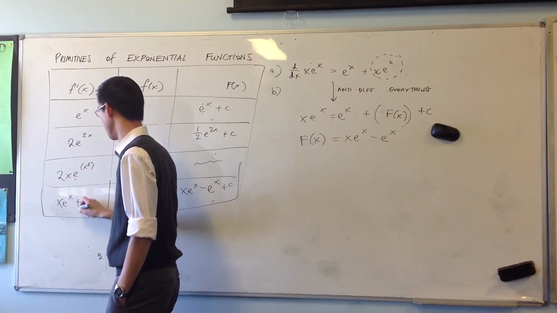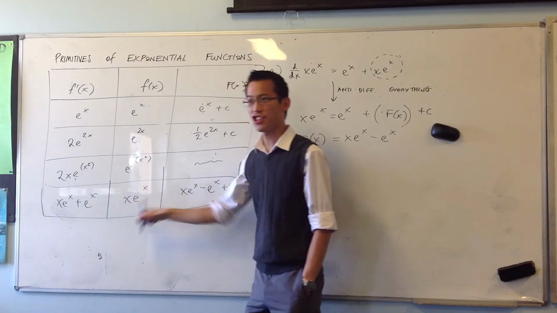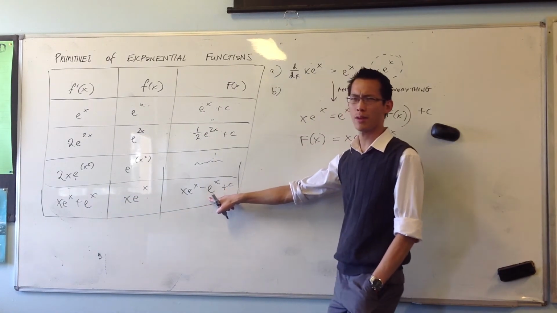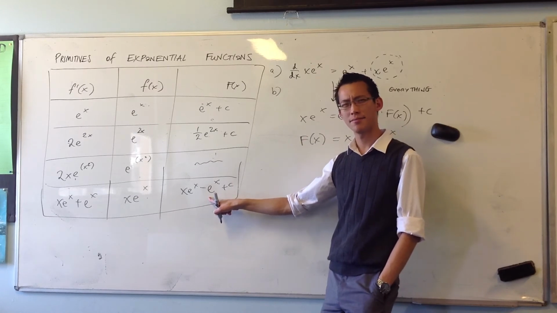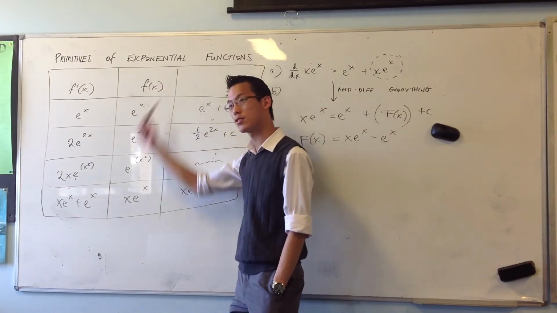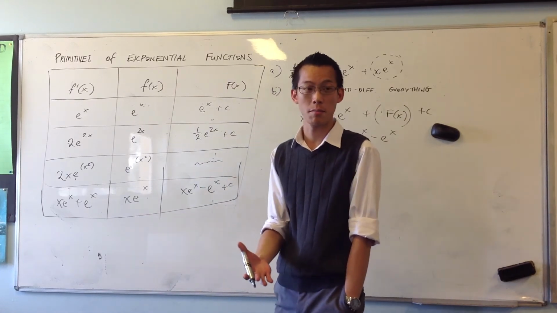So that's kind of weird, that as you differentiate, you add this thing, and as you anti-differentiate, you take it away. It's kind of funny, isn't it? I guessed it with my twisted logic. But these are primitives of exponential functions which you'll be expected to meet.